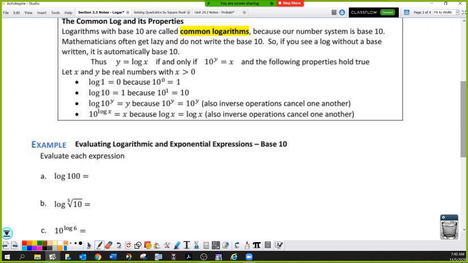And then you have the tenths, hundredths, thousandths. These are also powers of 10. They're negative powers of 10. So our number system is base 10. Because our number system is base 10, most of the logarithms that we deal with are log base 10.